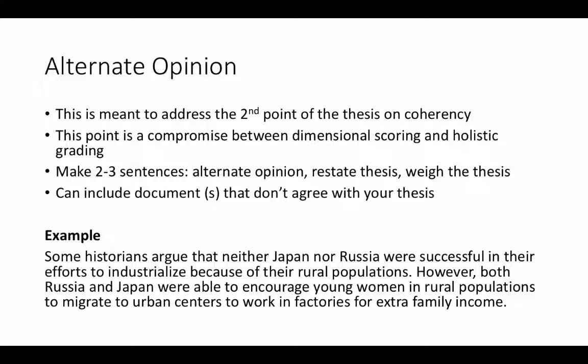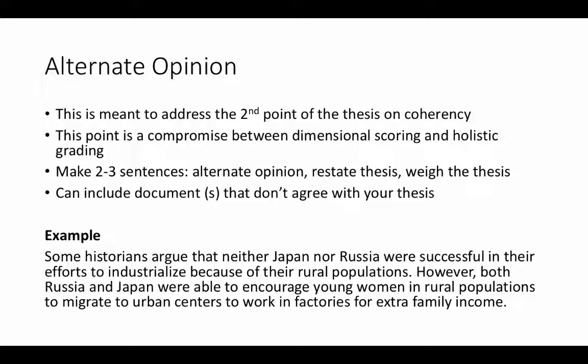A lot of times students will complain and say, out of the 7 documents, one just doesn't fit my argument. I'm not quite sure what to do with it. Here's the perfect thing. Take that document, find the gist of the document, use that as the alternate opinion, then use the document for analysis, and then restate your thesis. Not only are you getting that coherency point, but on top of that, you're able to address all the documents. So here's an example. Some historians argue that neither Japan nor Russia were successful in their efforts to industrialize because of their rural populations. However, both Russia and Japan were able to encourage young women in rural populations to migrate to urban centers to work in factories for extra family income.